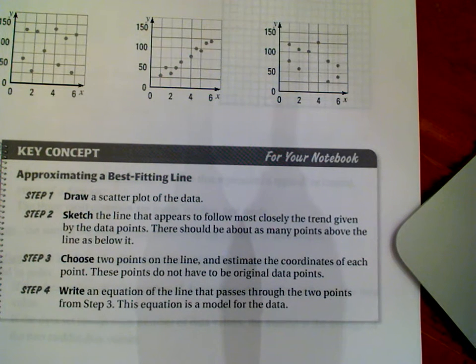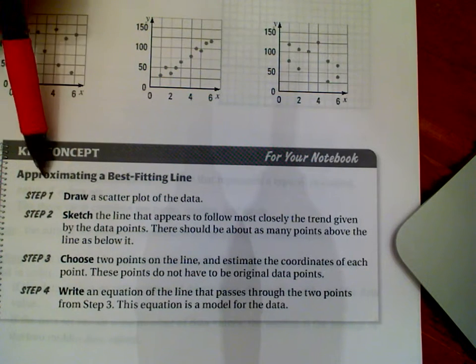So today in class we talked about how we can approximate a best fit line for a scatter plot. And what this allows us to do is actually come up with an equation or a formula that we can use to make predictions about other data values that may not be graphed on your scatter plot. It's a four-step process.